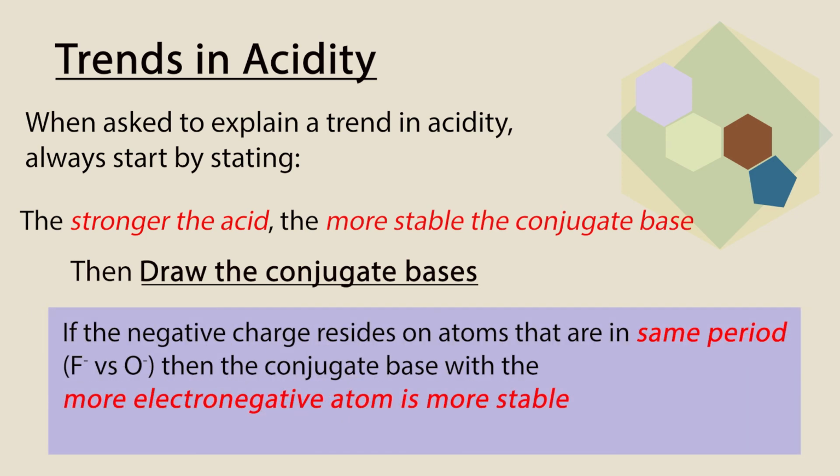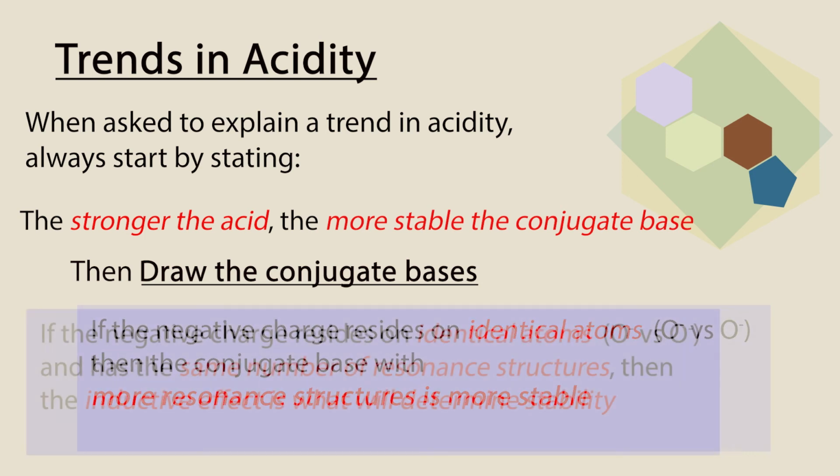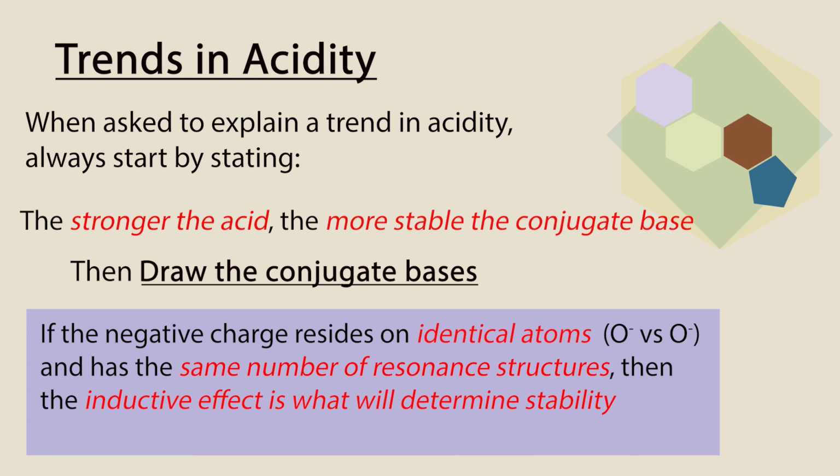If the negative charge resides on atoms that are in the same period, F- versus O-, for example, then the conjugate base with the more electronegative atom is more stable. If the negative charge resides on identical atoms, then the conjugate base with more resonance structures is more stable. If the negative charge resides on identical atoms and has the same number of resonance structures, then the inductive effect is what will determine stability.